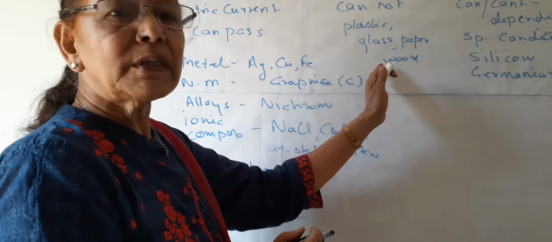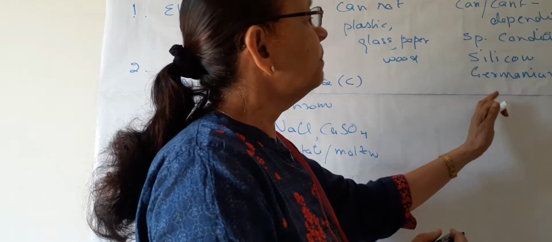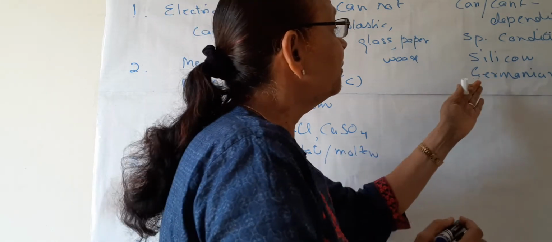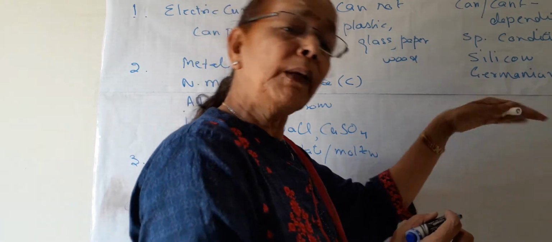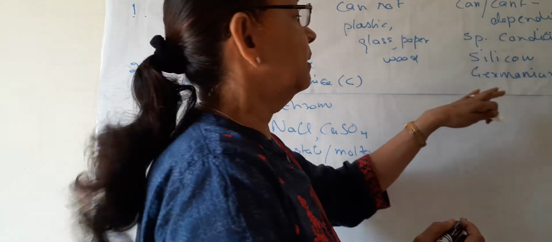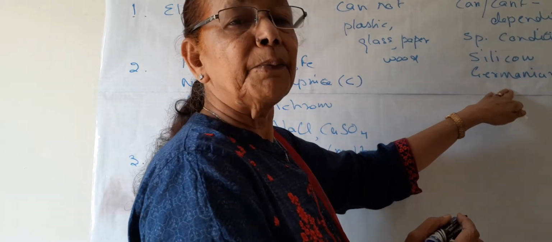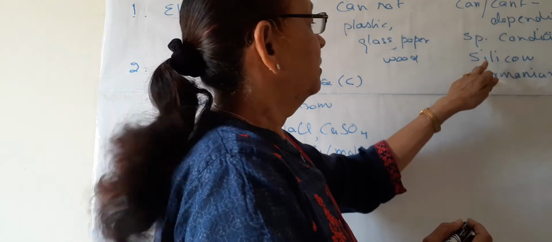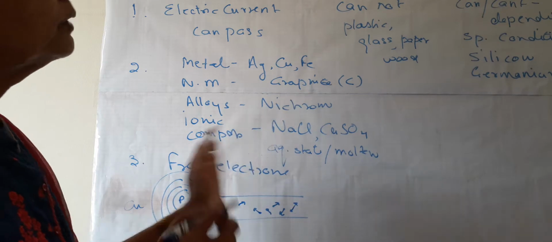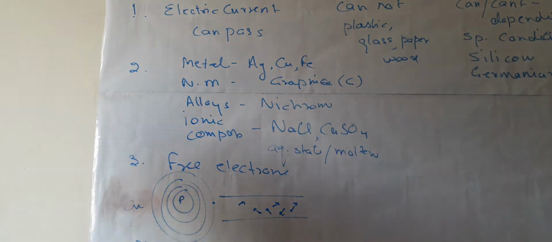Here no free electrons are present, so current cannot pass. Here, depending upon certain conditions, if some impurities are added to silicon and germanium, they become conductors. In pure form, they are non-conductors. So in special conditions, electricity can pass through silicon and germanium. So these are 3 points where you can differentiate between conductors, insulators and semiconductors.